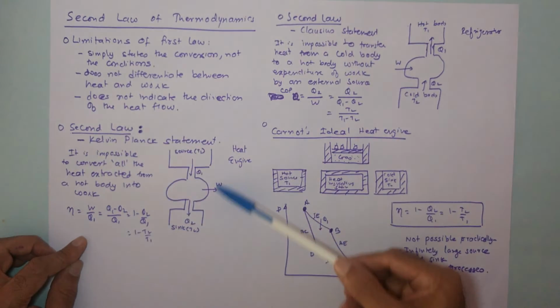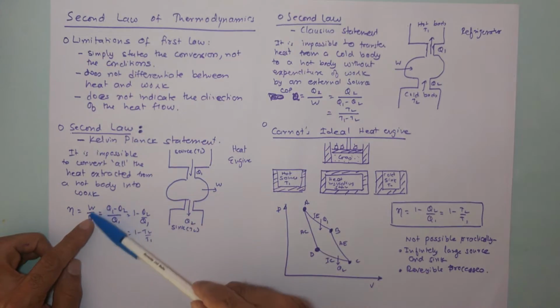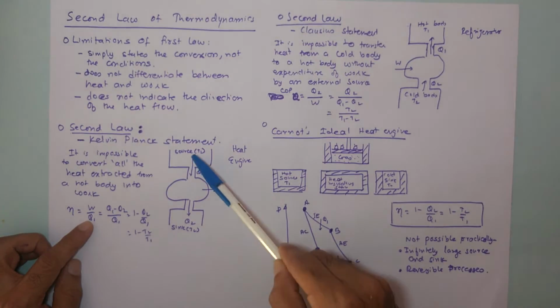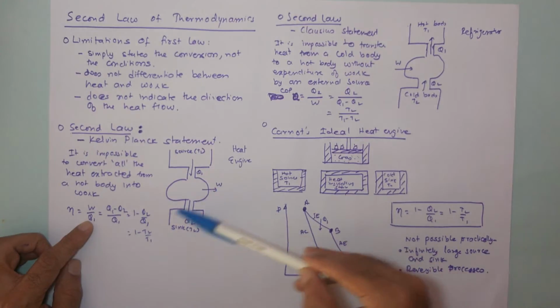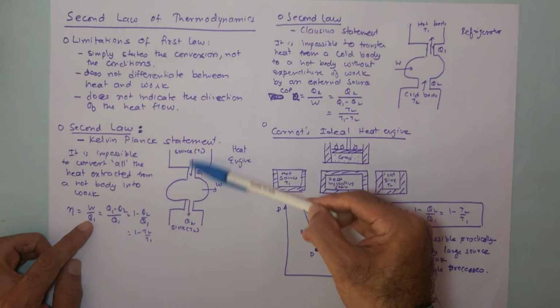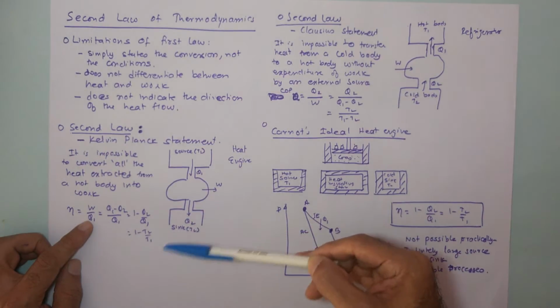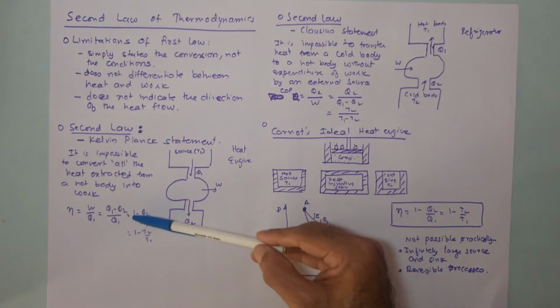And it also helps us understand the working of a heat engine. The efficiency of a heat engine would be given by work done upon Q1, because the objective is to do work, so that is the output energy. The input energy is Q1, so W upon Q1. And W is equal to Q1 minus Q2, because total heat energy is Q1, part of it is used to do work, part of it is rejected to the sink. So that gives us the equation 1 minus Q2 upon Q1.